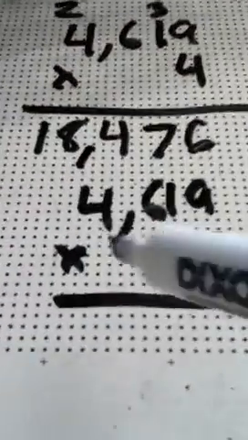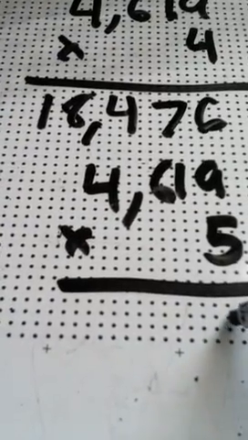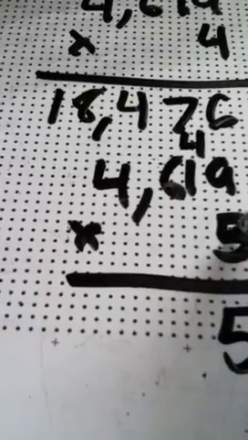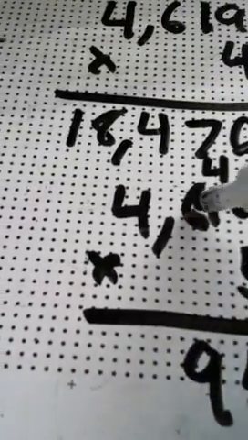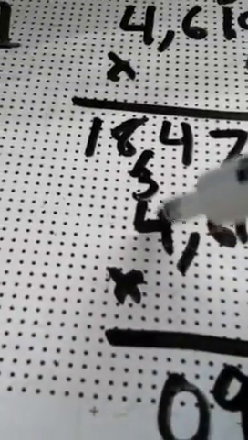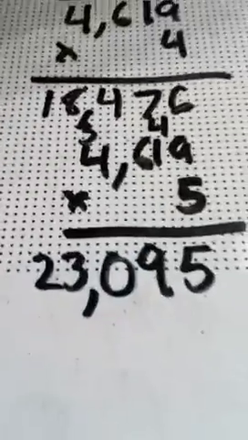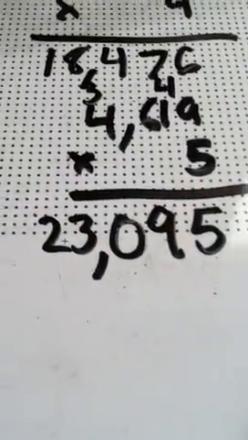18,476. For my 4,619, I have 9 times 5 is 45. Put down my 5, carry my 4. 5 times 1 is 5, plus 4 is 9. 5 times 6 is 30. Put down my 0, carry my 3. 5 times 4 is 20, plus that 3 is 23. So my answer for the number of tickets sold for people that bought 5 was 23,095.